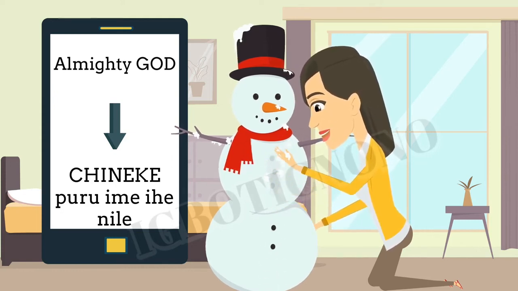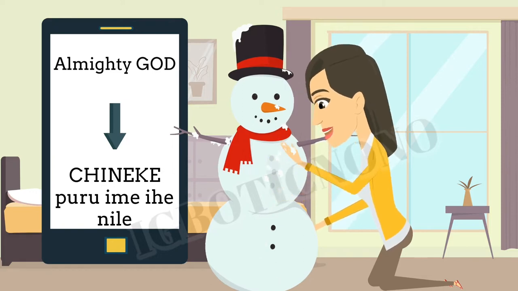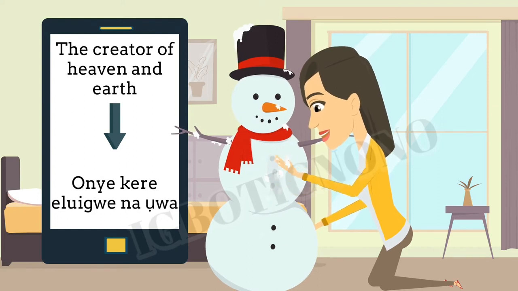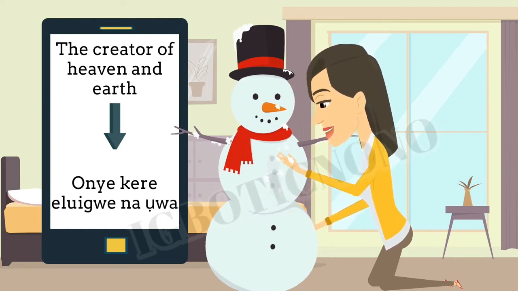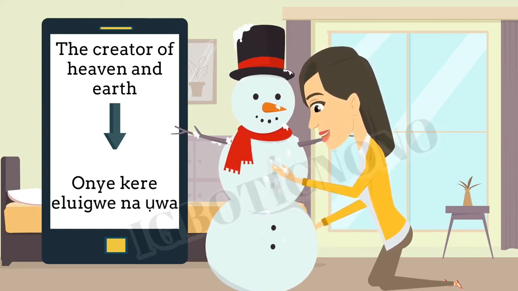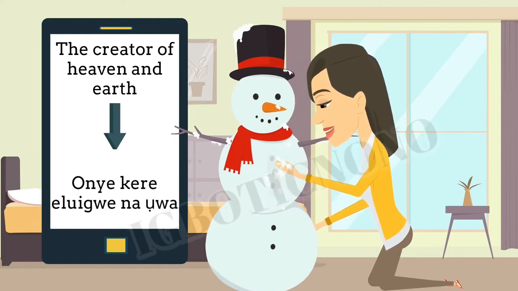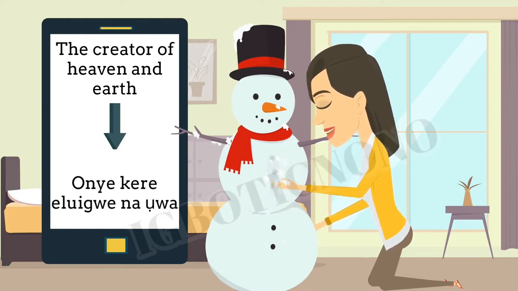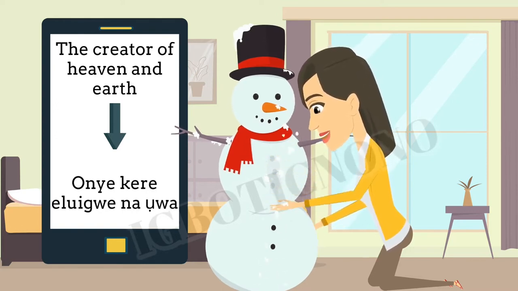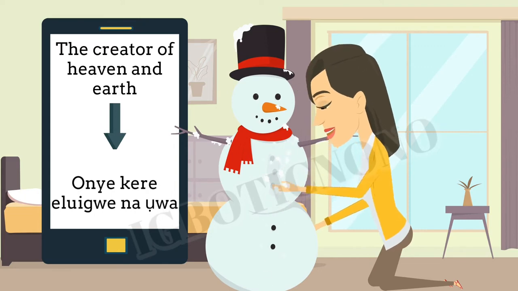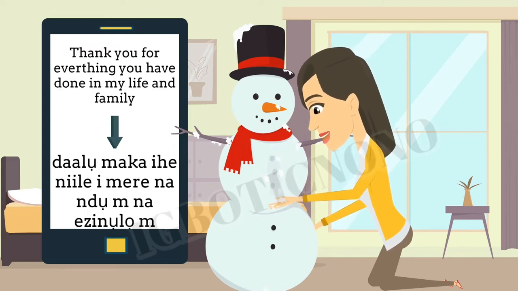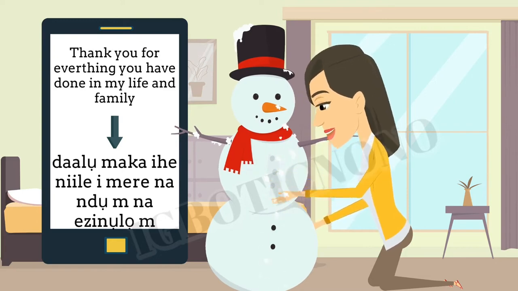Almighty God. Chineke puru ime ihe niile. Just write it down. Chineke puru ime ihe niile. The creator of heaven and earth. Onye kere eluigwe na ụwa.